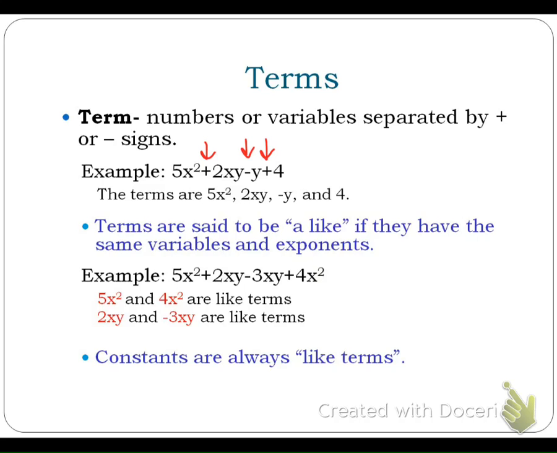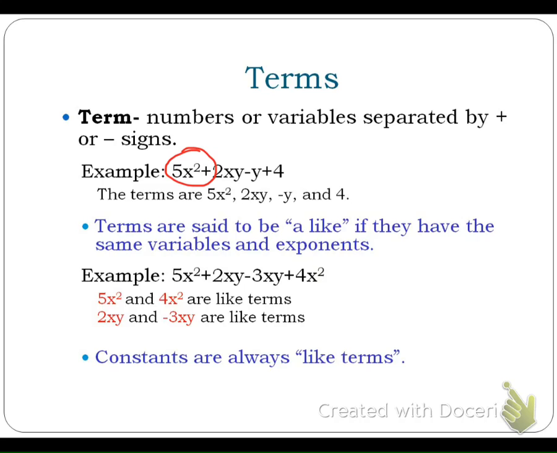Just like in English, we use a space to show when a new word is about to come next. So here's our terms. 5x to the second is one term. Positive 2xy is the next term. Negative y. And then positive 4. Make sure you put the signs with their terms. Signs come in front of a term, not afterwards. So one thing you don't want to do, let me erase all this, is call 5x to the second plus a term. Remember, the signs come before, not after.